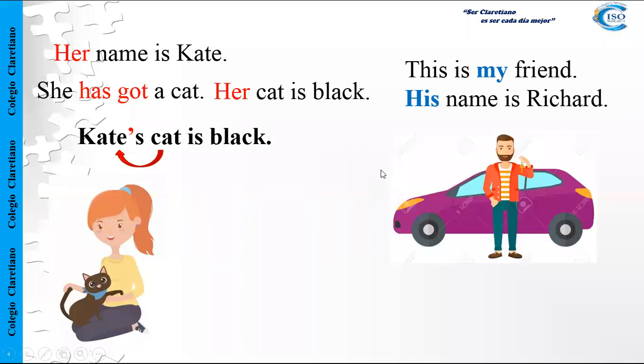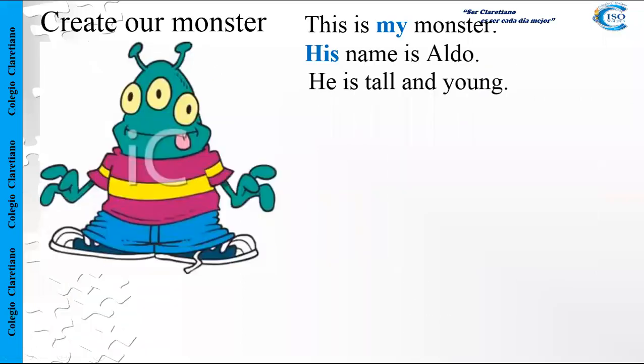Okay, now let's work on the description, okay? Now pay attention, please. We are going to make the description of a monster, okay? This is an example, pay attention. First, number one, you are going to draw a monster on a paper, okay? Remember, we need to describe this monster, so you need to draw the vocabulary we learned.